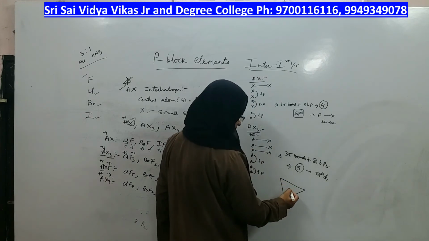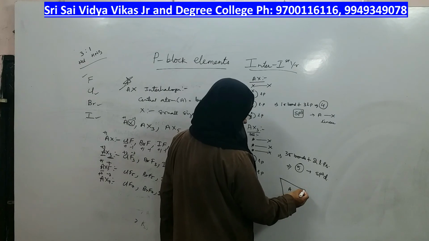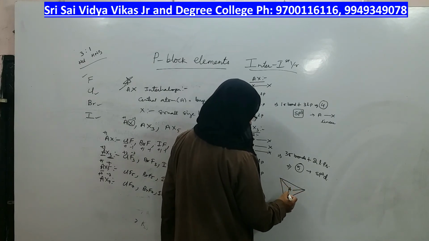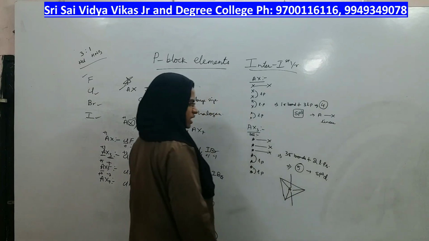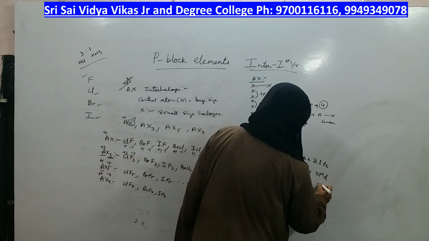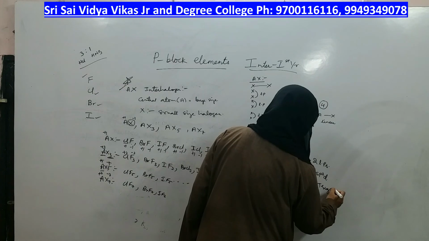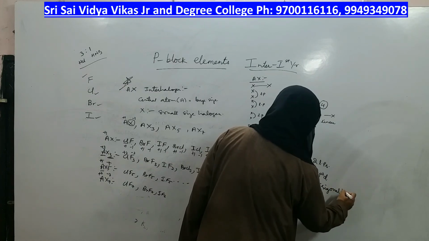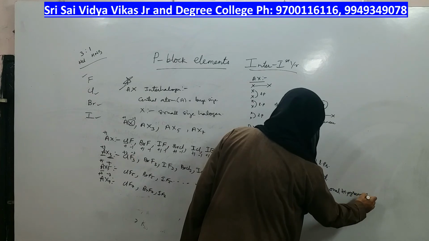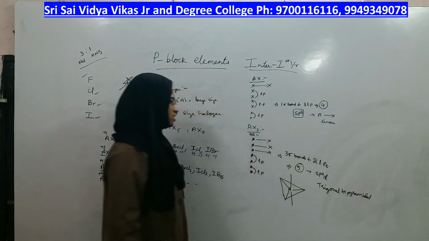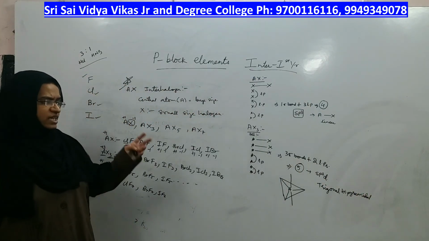Who is in the center? A is in the center. Who are at the corners? This is the actual shape of trigonal bipyramidal. The shape of AX5 is trigonal bipyramidal. In the exam, they will not ask you what is the shape of AX3.